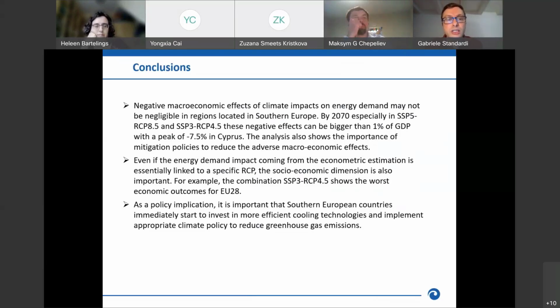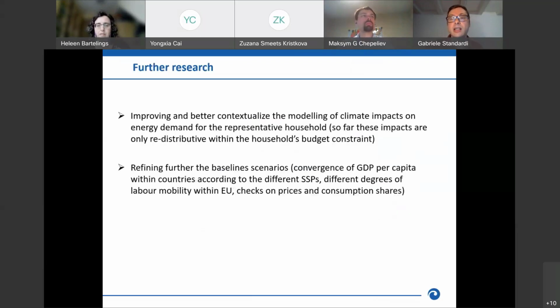And of course, as a policy implication, it is important that Southern European countries immediately start to invest in more efficient cooling technologies, because the main driver here is the increased cooling demand from these southern European countries. This is, I think, one of the main drivers of these macroeconomic outcomes. As further research, it would be nice to improve the shock on the residential sector, because so far this shock has mainly a redistributive effect and doesn't really capture the winner-loser dynamics, because it has no direct effect on the efficiency.